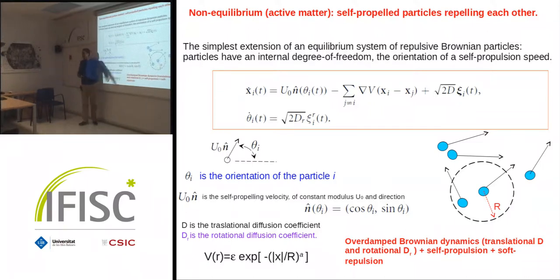Then you randomize the orientation of the particles, and you move again. This is a random time. This is not the same, because somehow you don't change all the time. It is rotational diffusion. But take into account that theta is the orientation of the particles.